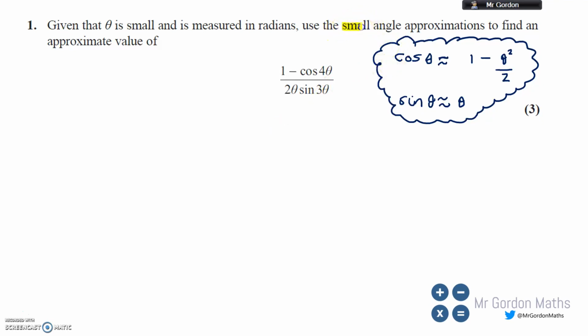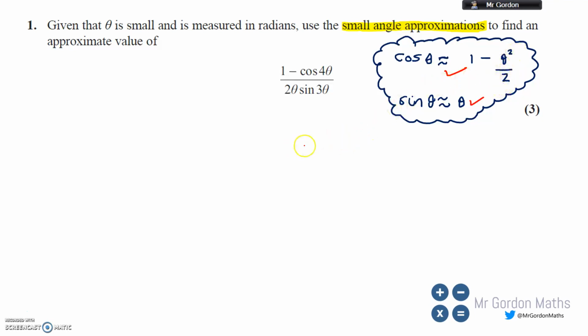These are to do with when theta is small, the small angle approximations. That's the key thing. This only works when theta is very, very small, and I'll show you why in a minute. The two things you need to have in your mind are the cos theta one and the sine theta one for this question. Sine theta is approximately theta when theta is very small, and cos theta is approximately 1 minus theta squared over 2 when theta is very small.